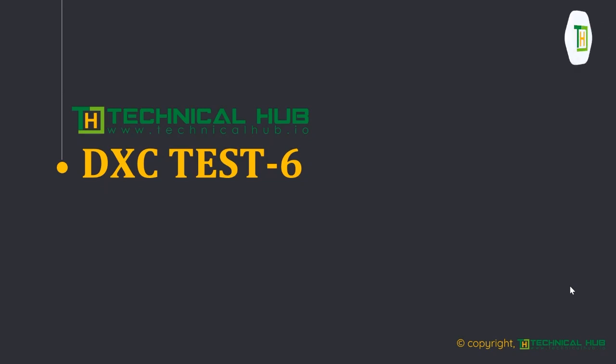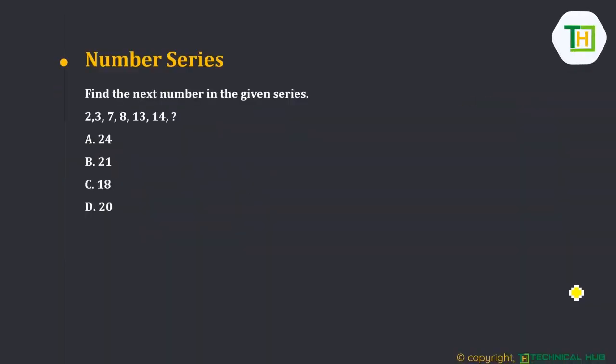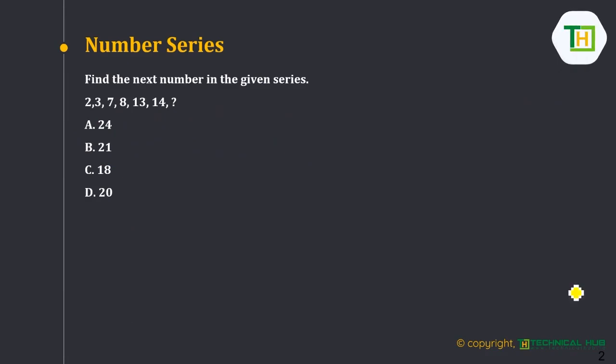Right, so let's come to the test explanation of DXC test 6 and the reasoning part. I think you are well aware of all the topics we have been discussing in DXC. There are 10 topics, and if you just prepare those 10 topics, that is more than enough for you to crack this. Now see this question: 2, 3, 7, 8, 13 and 14. How can I answer this? What is the logic in this?